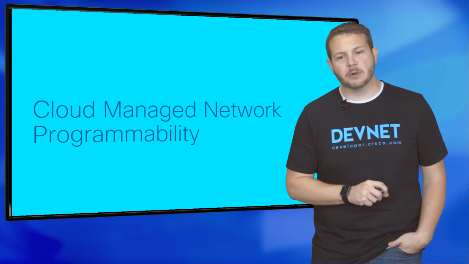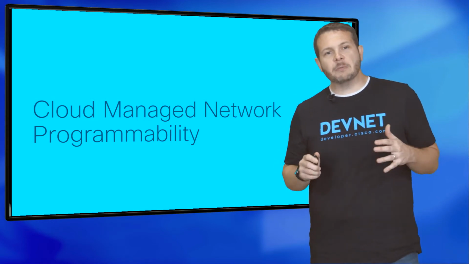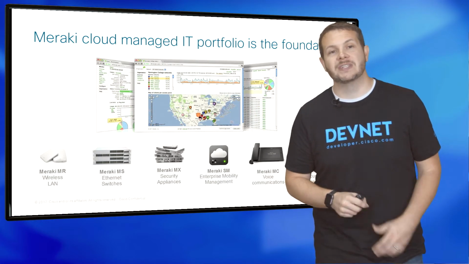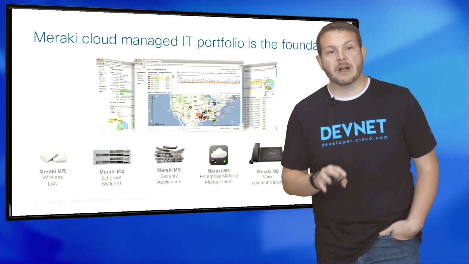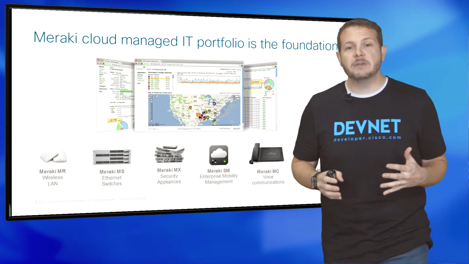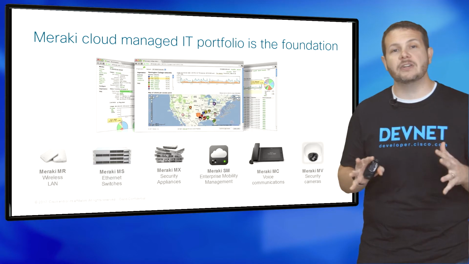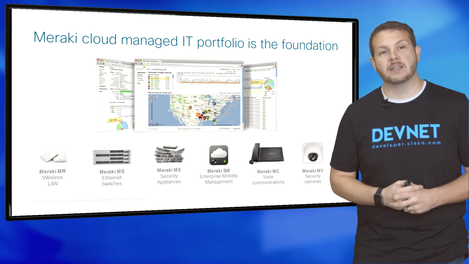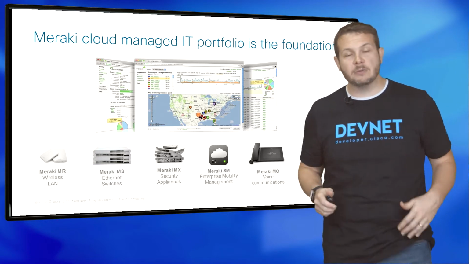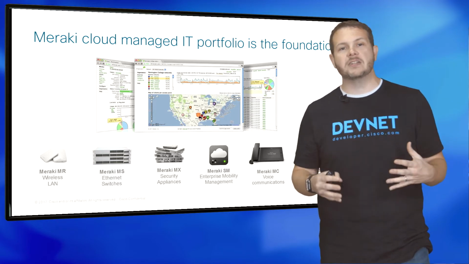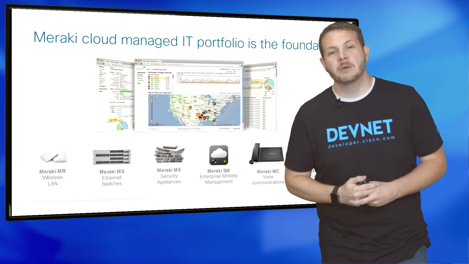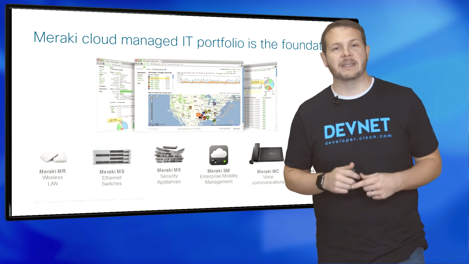So, cloud-managed network programmability. With Cisco Meraki, it all starts with the portfolio of infrastructure and resources that Meraki has to offer. We've got wireless LAN controllers, Ethernet switches, security appliances, even mobile device management, voice, and security solutions provided by Cisco Meraki, all managed through the cloud. Now inside of the cloud, we've obviously got the GUI interface, the web pages, the ability to manage all of that infrastructure with our portfolio and platforms. But this lesson is all about the APIs.